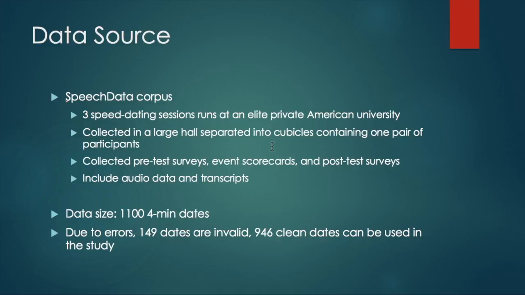Let's talk about the data source. The data are collected from 3 speed dating sessions run at a private American university. The data is collected in a large hall separated into cubicles containing only one pair of participants in each cubicle. The pretest surveys, event scorecards, and post-test surveys are also collected. The data include audio data and transcripts.